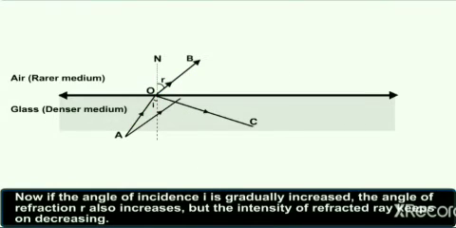Now, if the angle of incidence i is gradually increased, the angle of refraction r also increases, but the intensity of the refracted ray keeps on decreasing.